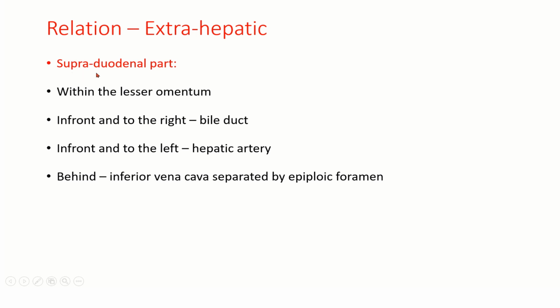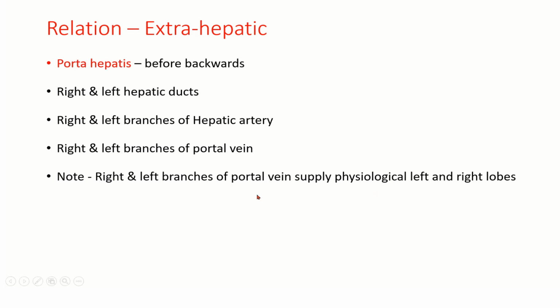So then the last part, the supraduodenal part, it is within the lesser omentum. So in front and to the right, there is bile duct. In front and to the left, there is hepatic artery. So bile duct, hepatic artery, and portal vein. These are the three structures which are present in the right free margin of the lesser omentum, which also forms the anterior boundary of the epiploic foramen. So behind, there is inferior vena cava separated by the epiploic foramen.